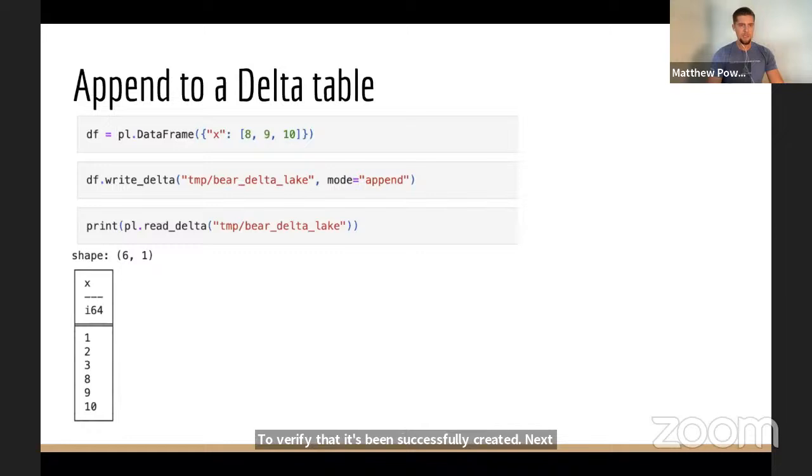Now we can see how we can easily append some data to this Delta table with Polars. We're going to instantiate a separate Polars DataFrame with a single column x and 3 rows of data: 8, 9, and 10. And we're going to use that same write_delta method that's built into Polars. But this time we're going to set the save mode to append. What that's going to do is append the data to the existing Delta table that we initially created with Polars. So now we can read in that data and see that our Delta table now contains 6 rows of data: 1, 2, 3, 8, 9, and 10.